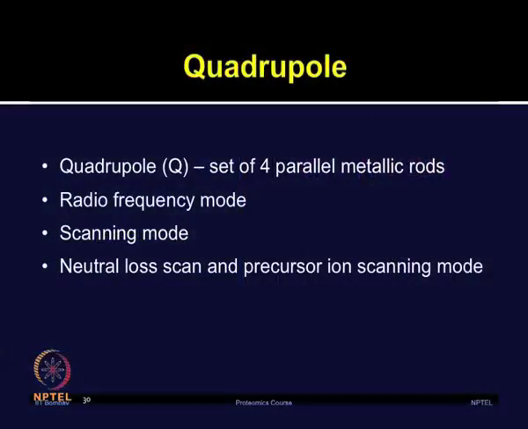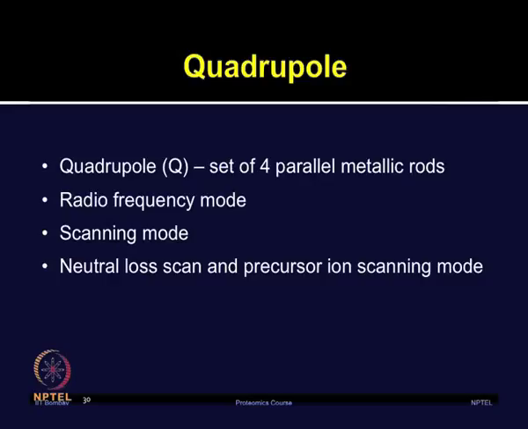It consists of 4 matched parallel metal rods, and mass separation is accomplished by the stable vibratory motion of ions in a high frequency oscillating electric field that is created by applying direct current and radio frequency potentials to these electrodes. So, as we talked, quadrupole is a set of 4 parallel metallic rods with opposite pairs electrically connected.